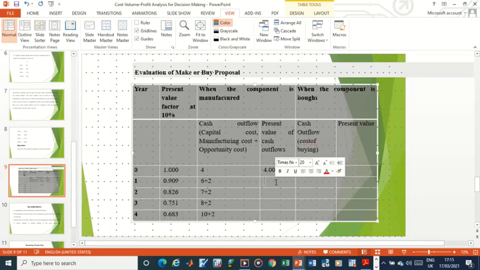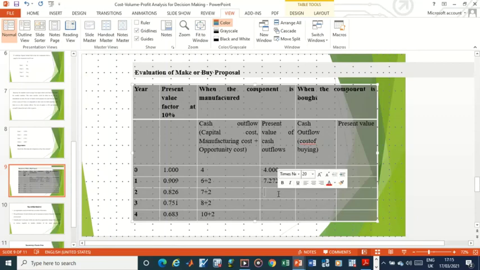Next is 0.909 multiplied by 8. So how did we arrive at 8? We arrived at 8 by adding 6 plus 2. So 6 plus 2 will give us 8 million, multiplied by 0.909, and this will give us 7.272.